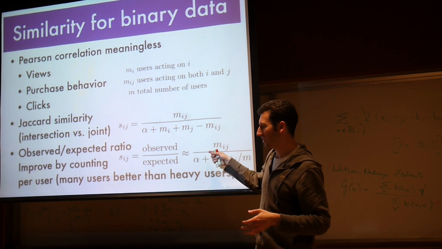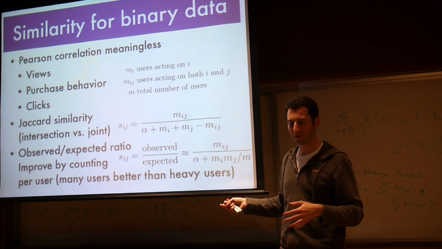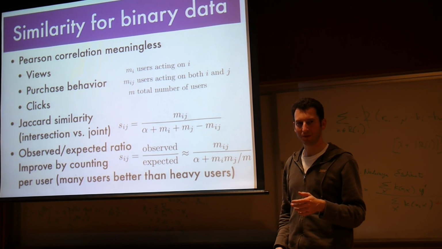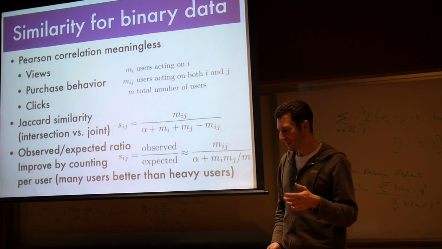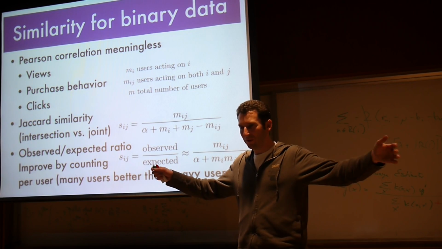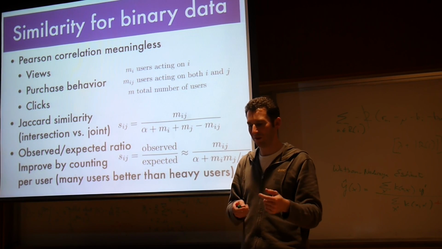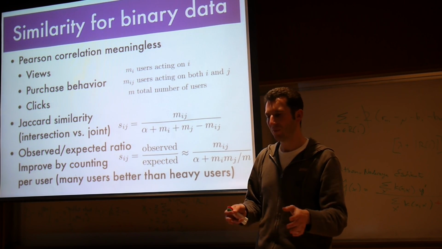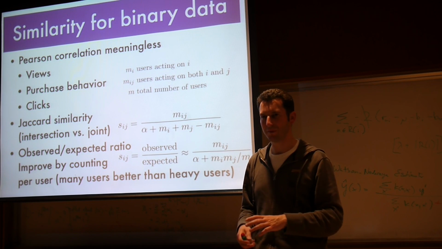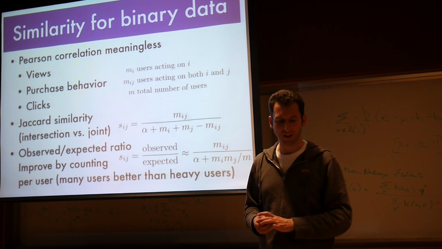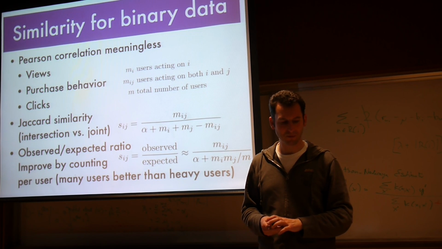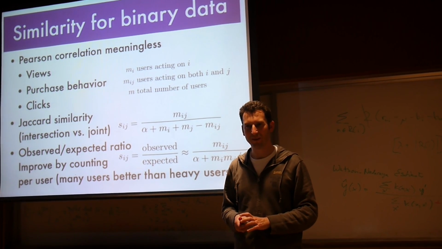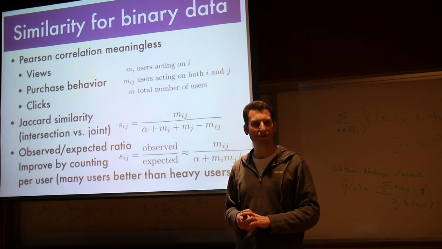And there are lots of other hacks that you can do by emphasizing infrequent users over frequent users. So it's better if there are a lot of users who watched movie i and j, as opposed to a small number of users who have very strong opinions about them. So I think that's probably a good place to stop, because we are now essentially done with the neighborhood-based methods. Any questions? Go ahead.